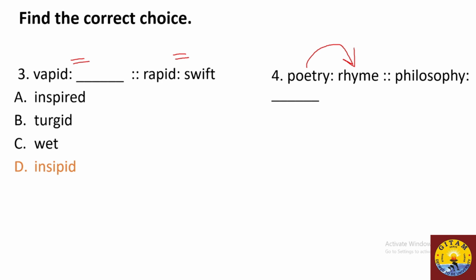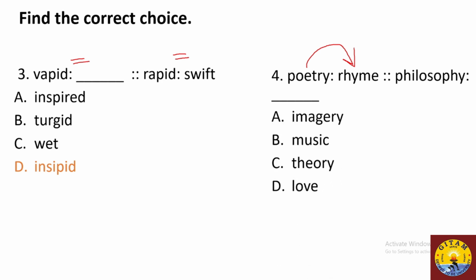Now philosophy. What is philosophy built on? Imaginative is creative, okay? Imaginary is unreal. If someone is imaginative, he's creative. If something is imaginary, it's fictitious, it's unreal. Of course, you don't build philosophy on unreal things. You don't build philosophy based on music. It's not based on love. Philosophy is built using a theory, very similar to poetry being built on rhyme.